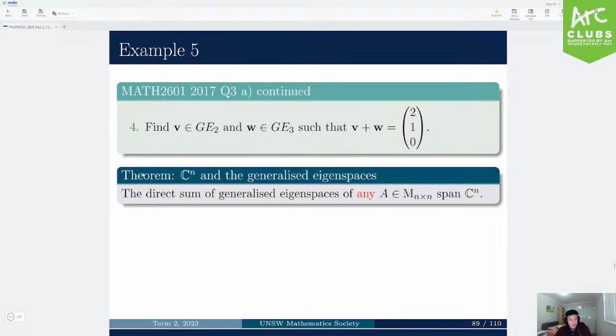Now, the next theorem is that the direct sum of the generalized eigenspaces of any matrix A is actually going to span out the set of complex numbers.